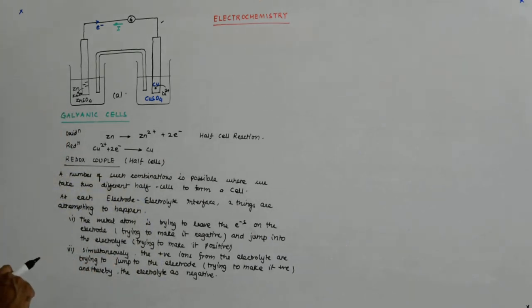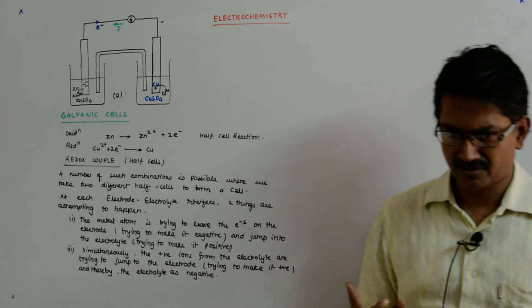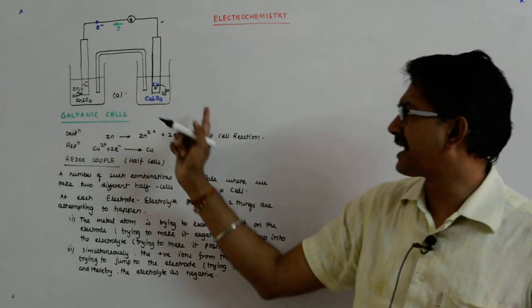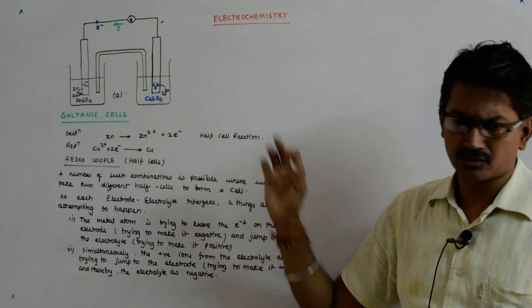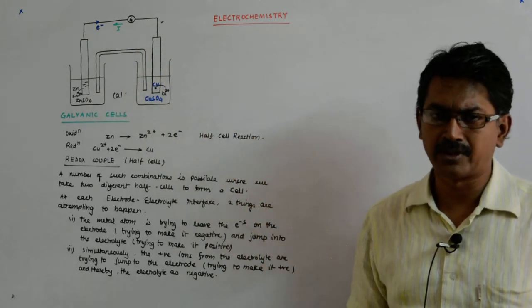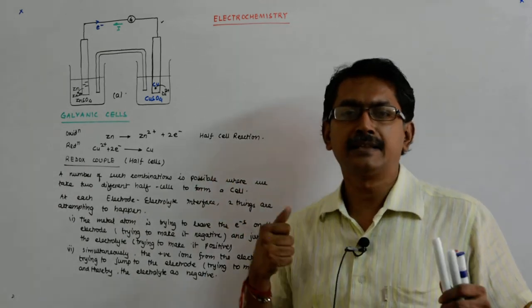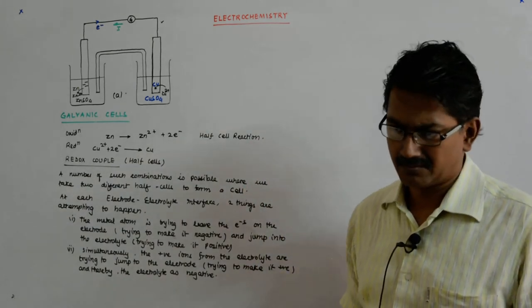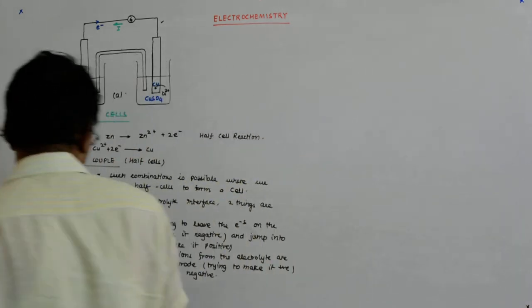Why do we say that the electrolyte is attracting the metal atom? No, I'm not saying that. There is some kind of tussle going on in both the things, right? There's another reason why zinc is able to push electrons through to this electrode. That's a different matter. I'll come to that. Somehow these two processes are in a tug of war, and only one of them wins at each of the electrodes.